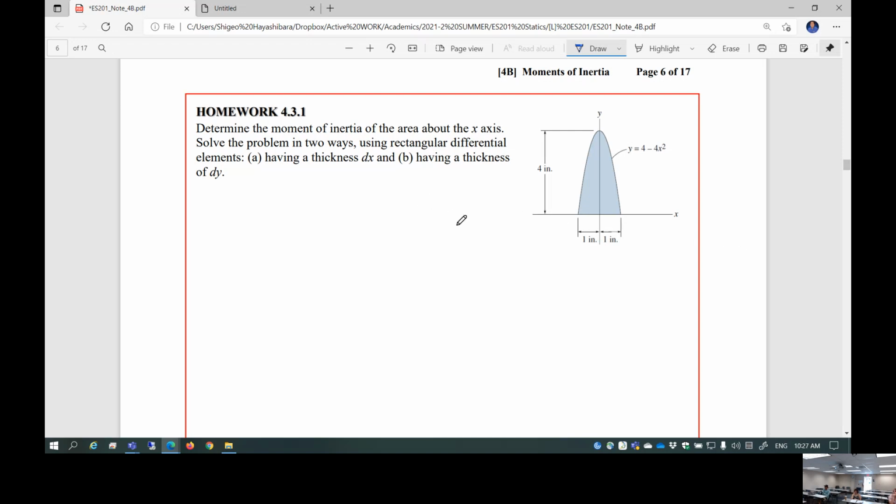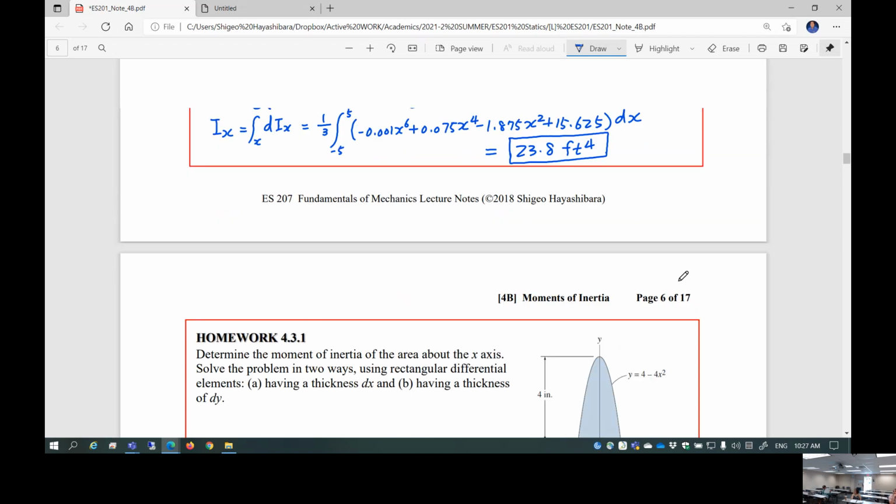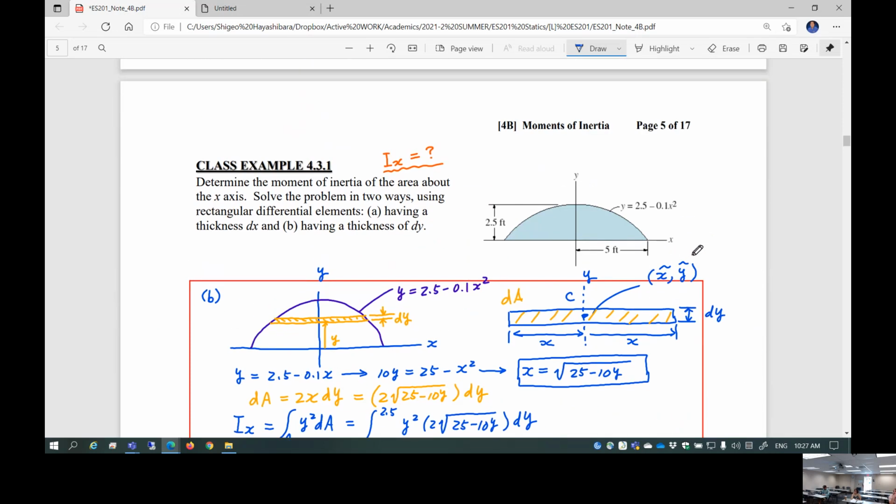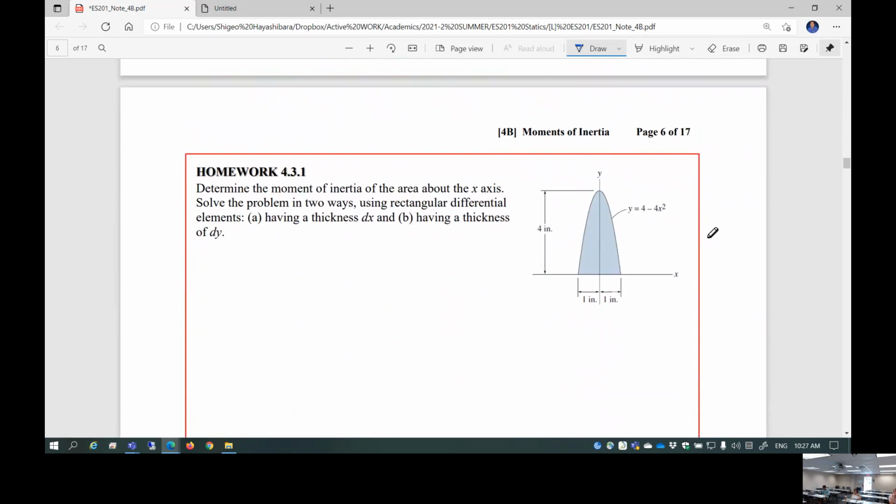So here, homework. Determine the moment of inertia of the area about the x-axis. Solve the problem in two ways, of course, using rectangular differential elements having a thickness dx and having a thickness dy. This is almost exactly the same problem we did today, just a different function you deal with. So two different methods. You can do it.